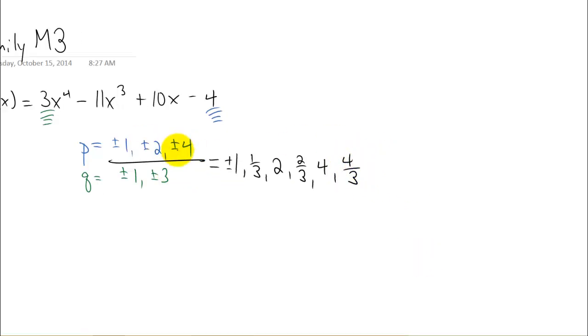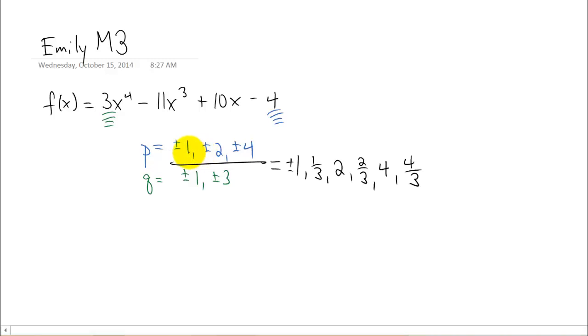So we've taken every one of our p values and we've divided every one of these by every one of our q values, and we get this big list. And there's a plus or minus on every one of these. So our theorem says that if this function has rational zeros, those rational zeros will be right here on this list. So the question is, which ones are actually zeros? Well, that's a little bit harder because we have a pretty big list to go through.